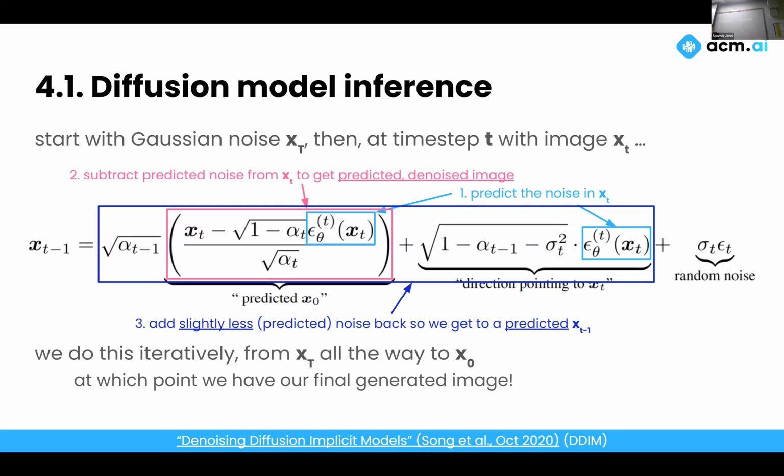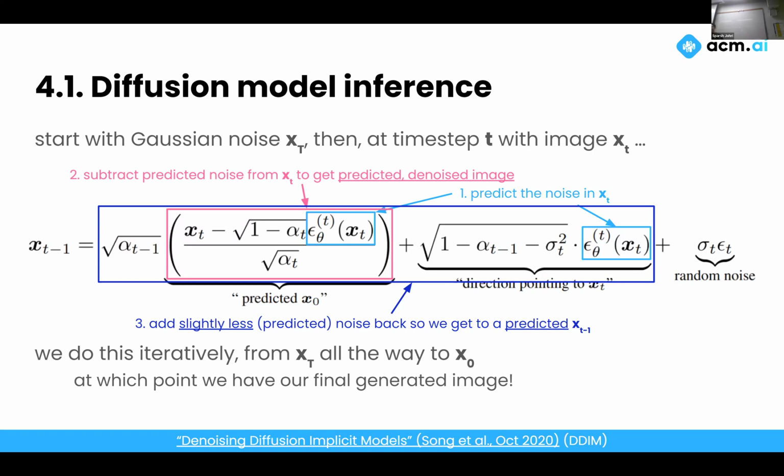So we're not predicting x of t minus 1, we're predicting x naught. Well, we're not really predicting x naught. We're predicting how to get to x naught. The delta image or the delta of noise, the added noise that would get us to x naught. Does that make sense?